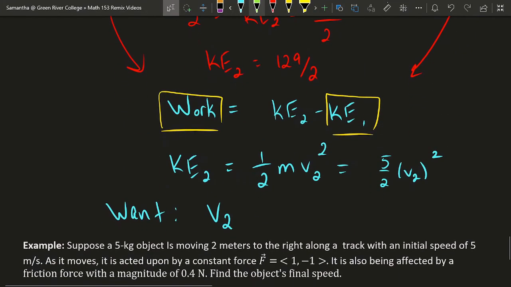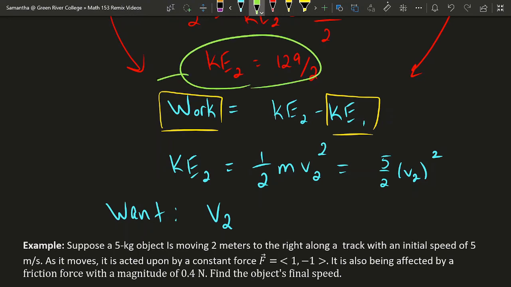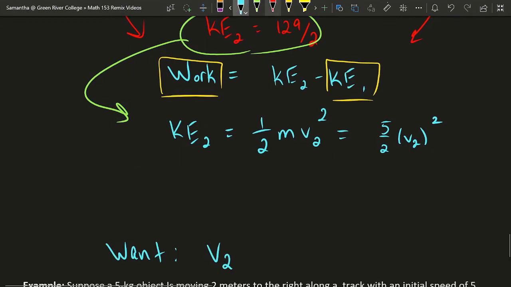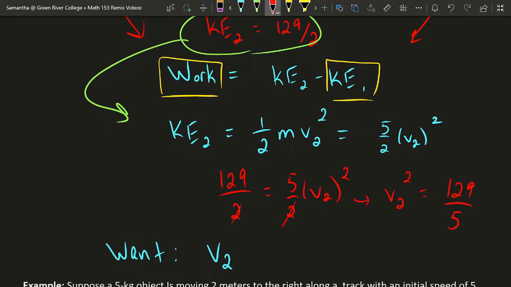So now let me go ahead and grab that data and stick it into this equation. If I stick it into that equation, then I know that 129 over 2, the final kinetic energy, must be equal to 5 over 2 times the final speed squared. So if I simplify that, v2 squared must be 129 over 5. And taking the square root of both sides, I find that the final speed is equal to the square root of 129 over 5.